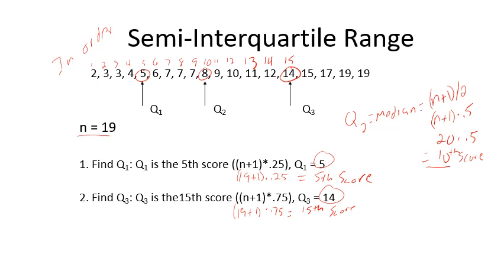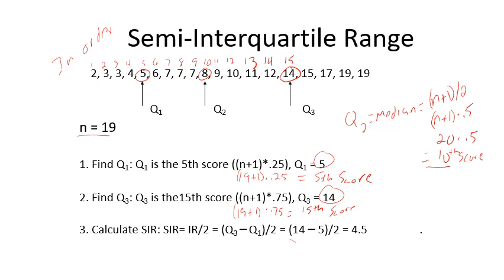And then the last thing to do is calculate the semi-interquartile range. That is, you just take quartile 3, 14, minus quartile 1, which is 5, divide by 2, and you get 4.5. So our SIR is equal to 4.5. And our median is equal to 8. And that is our measure of central tendency and dispersion for the median.